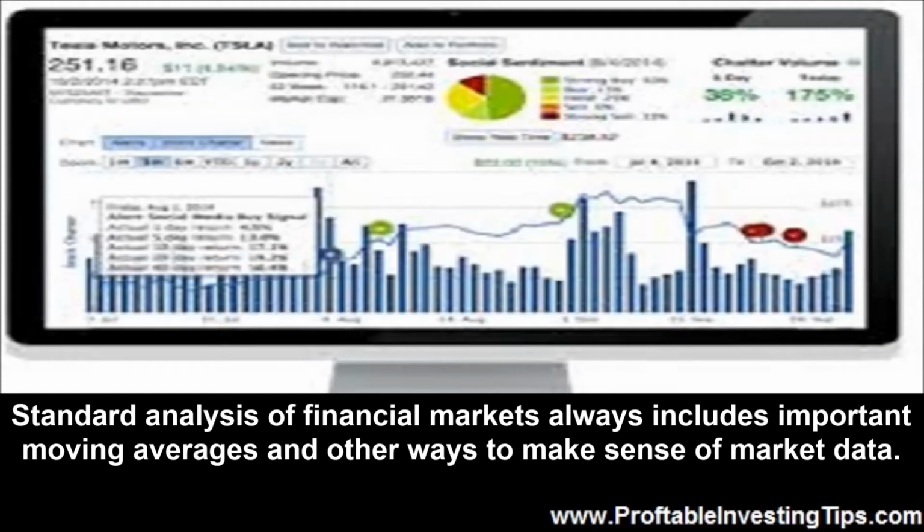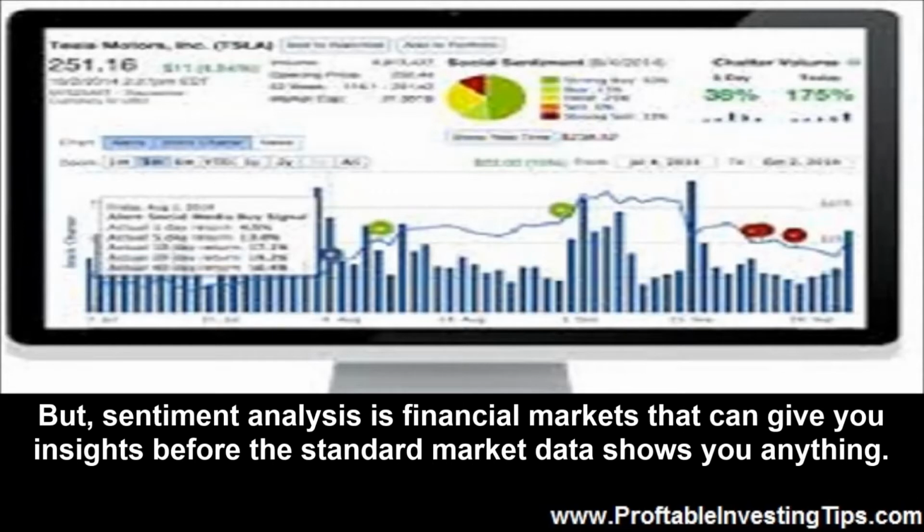Sentiment analysis in financial markets. Standard analysis of financial markets always includes important moving averages and other ways to make sense of market data. But sentiment analysis in financial markets can give you insights before the standard market data shows you anything.